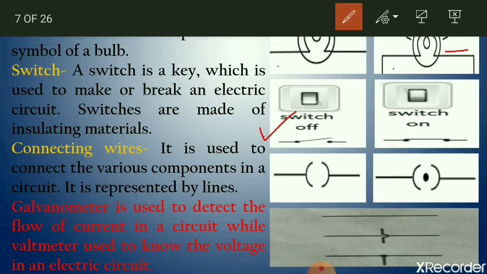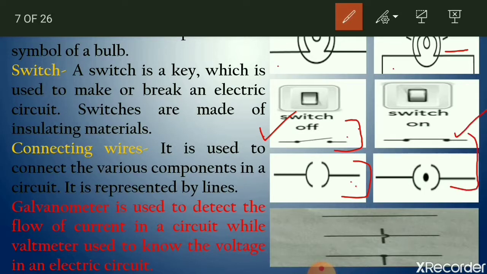And these two symbols are generally used to denote the switch in the off condition, or the circuit in the open condition. So this symbol is also used and this symbol is also used. These two are the symbols of the off switch, and these two are the symbols of the on switch.